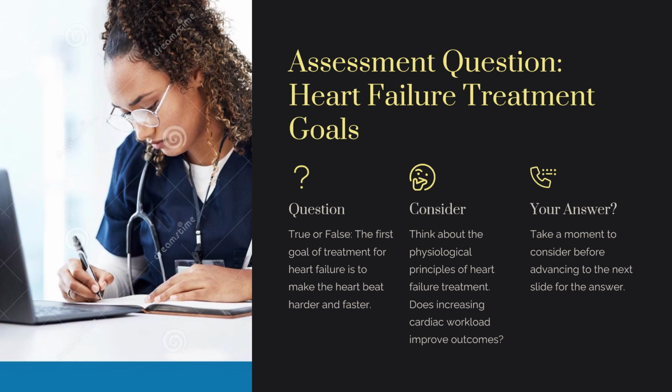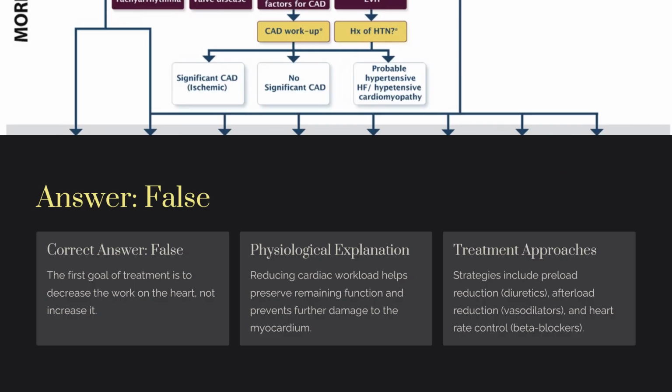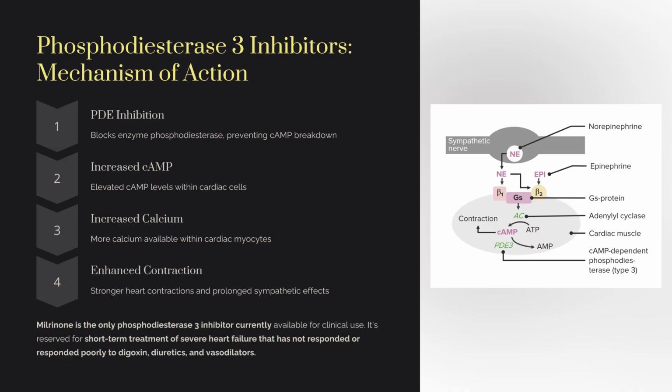All right. So true or false? The first goal of treatment for heart failure is to make the heart beat harder and faster. That's false. Very good. Okay. Next, we're moving on to phosphodiesterase 3 inhibitors. Okay. So these are inotropic.